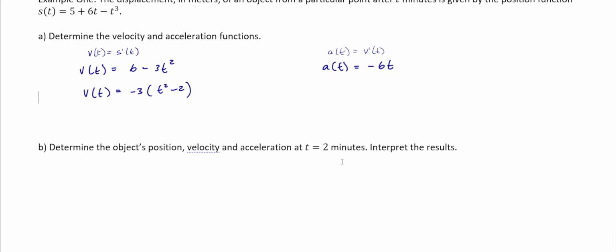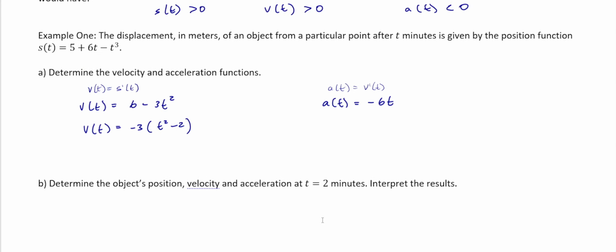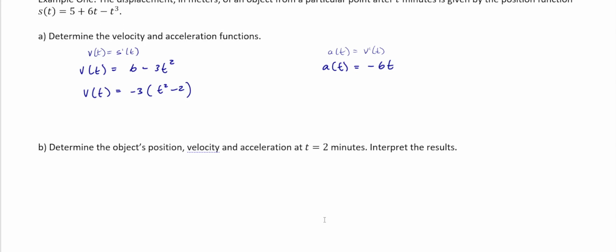Okay, so it says determine the object's position, velocity, and acceleration at t is equal to 2 minutes and interpret the results. So effectively, all we need to do is we need to find s at 2. So I'll write that out for you guys. We're going to just find s at 2. We're going to find v at 2. And we're going to find a at 2.